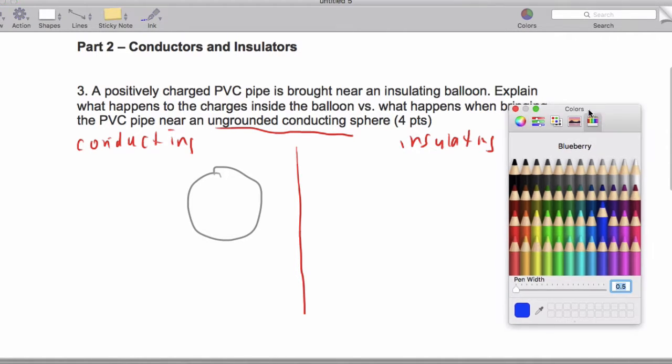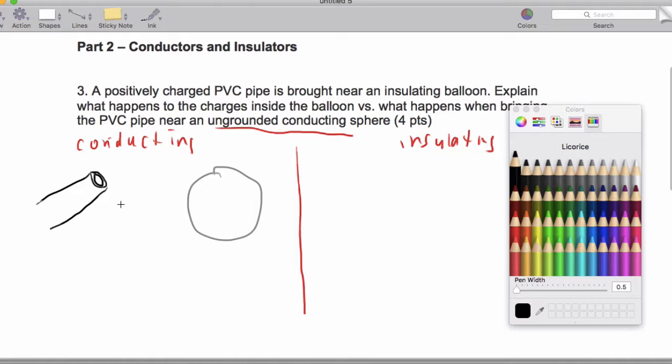Let's positively charge PVC pipe. So here's our PVC pipe. I'm going to draw it like this. Look at that. Such artistic ability, Mr. Abdullah. Look at that. Wow, that looks just like the PVC pipe. There we go. Now we're going to have it all positive like this. Okay. Now, here is what happens with a conducting sphere.